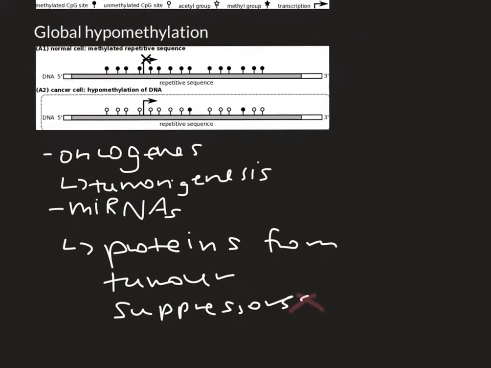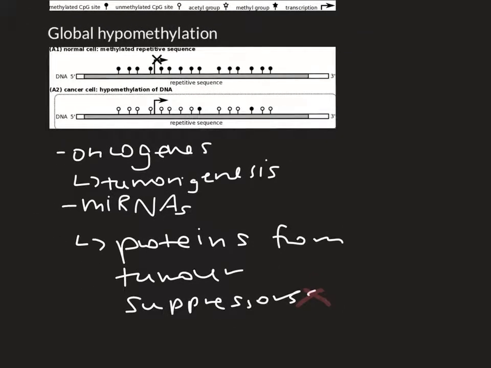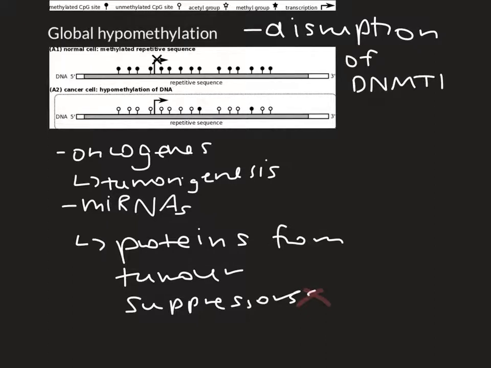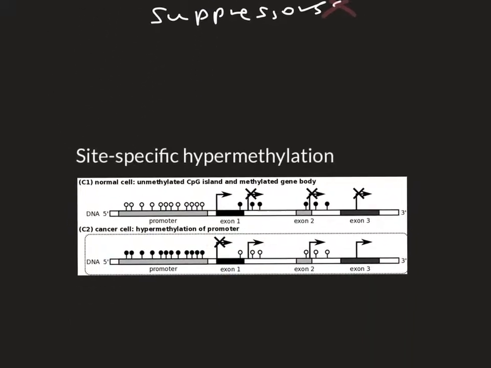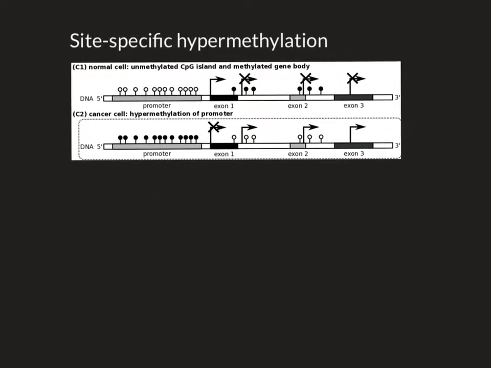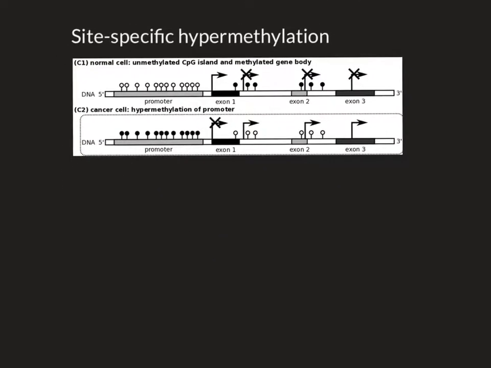How does a genome become globally hypomethylated, and not just in certain loci or certain locations in the genome? This can occur through disruption of DNMT1, which is the maintenance methyltransferase, resulting in hypomethylation. Another common feature of cancer is site-specific hypomethylation, which is associated with excess inactivation. This can take place on tumor suppressor genes.